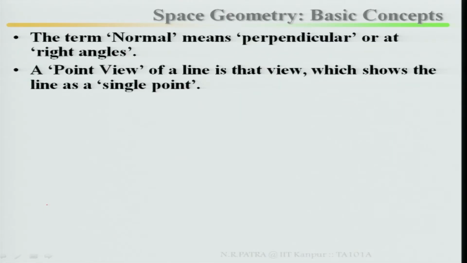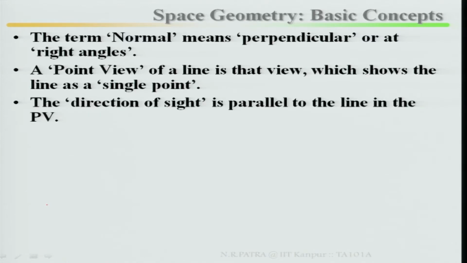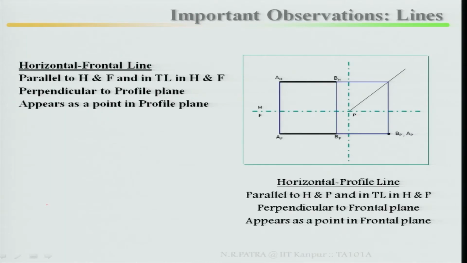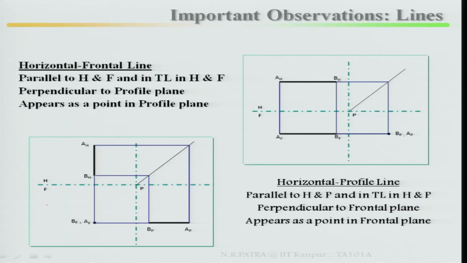So, some definitions: what is the meaning of normal, what is the meaning of point view, this I have covered. Then let us start with some important observations about lines: horizontal and frontal lines. If I take it in 4 quadrants, this is the horizontal plane, this is your frontal plane and this is your profile plane. So, horizontal and frontal line is basically a line parallel to horizontal as well as frontal.